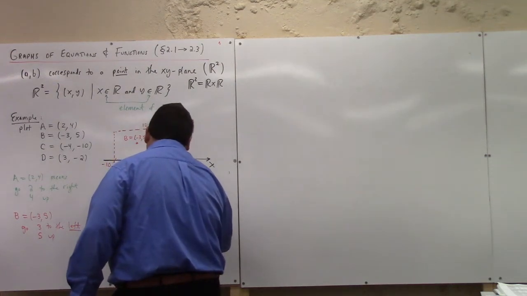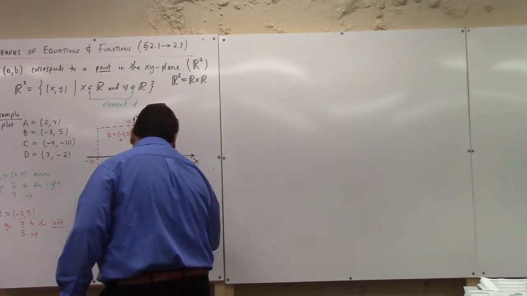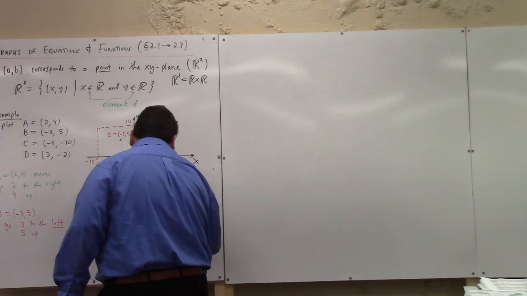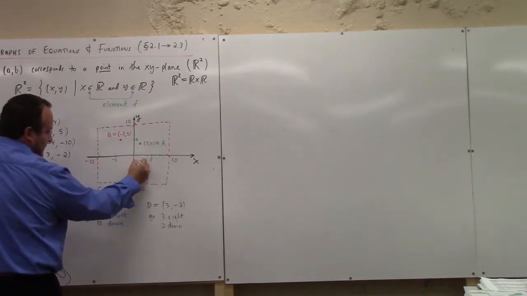Sorry, I was coughing needlessly. So you said go 3 what? 3 right, and down 2. So that would put us kind of like about here-ish, right?